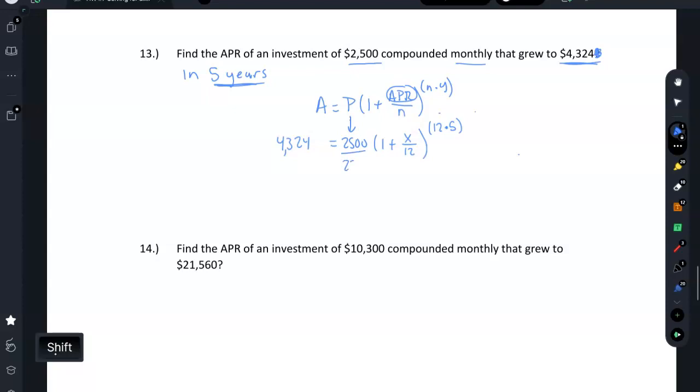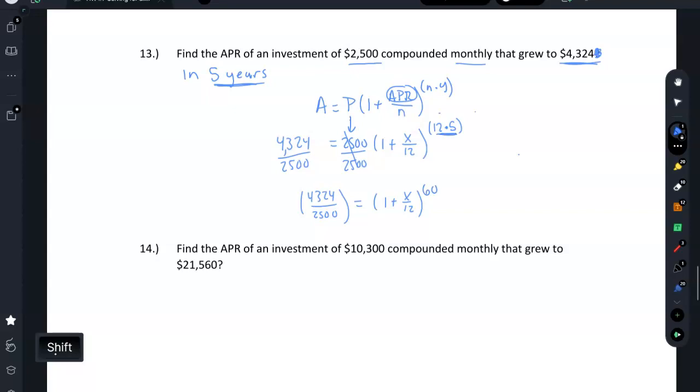First step I'm going to do is divide by this 2,500, to get that parentheses by itself. 4,324 divided by 2,500. I did it this way because if you try to turn that into a decimal, it's just going to be an ugly decimal throughout. But now I have 1 plus x over 12 raised to the 60. I do want to go ahead and do that calculation. It just makes things a little bit simpler.